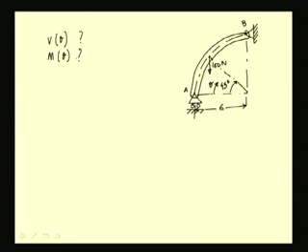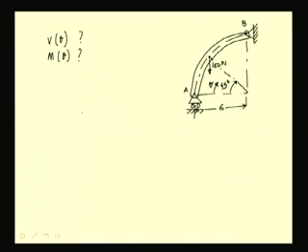So, how do we proceed? We first determine the external reactions and then we construct free body diagrams for portions of the beam and develop the equation. So, first let us consider the free body diagram of this complete beam.